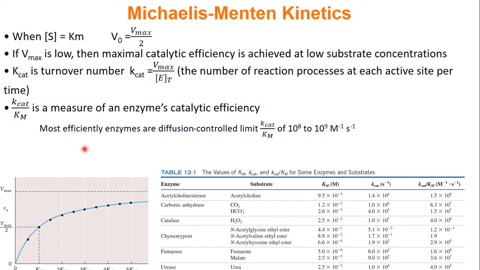And really, your most efficient enzymes are what are called diffusion-controlled limited. So if you have a Kcat divided by Km that's 10 to the 8th or 10 to the 9th, as we see for some enzymes down here, what that means is your enzyme works so well, the slowest step of your reaction is your substrate actually diffusing to your enzyme. That's diffusion-controlled limited. But just keep in mind Kcat divided by Km: the bigger the number, the more efficient your enzyme is.